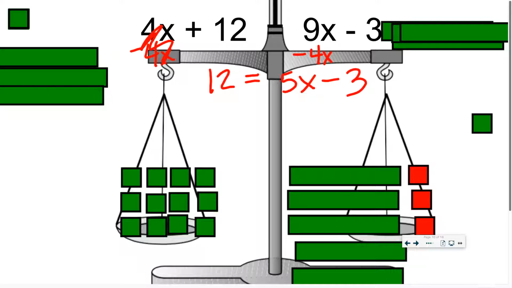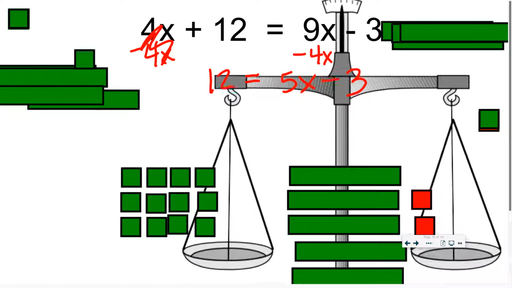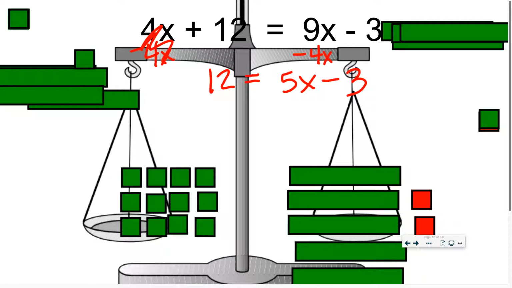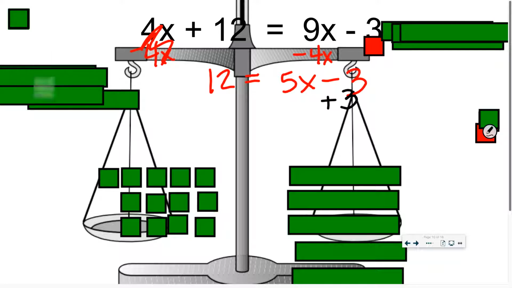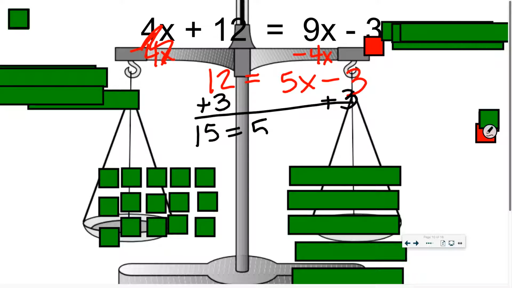So this is a zero pair, which means it's gone. If I add another one, this would go, and if I added another one, this would go. But I added 3 here. What else do I have to do? I have to add 3 to the other side. So what am I left with? 15 equals 5x. And now what can you do?